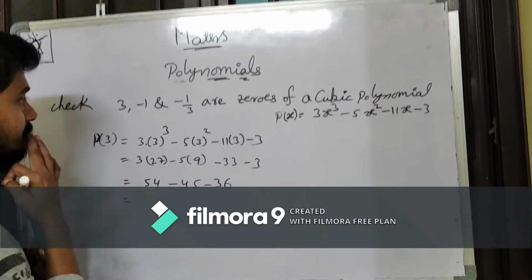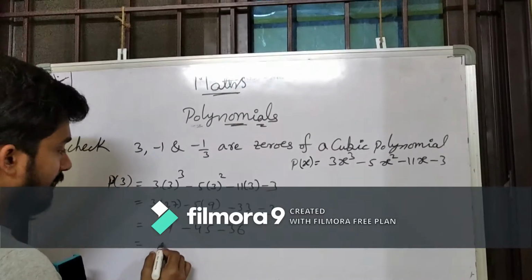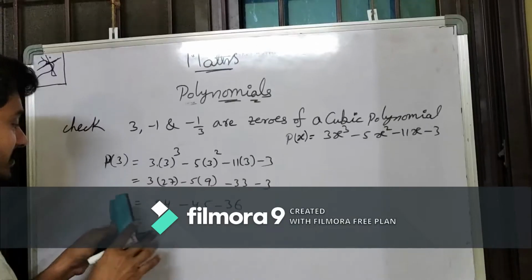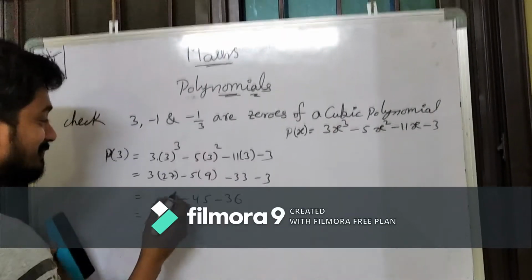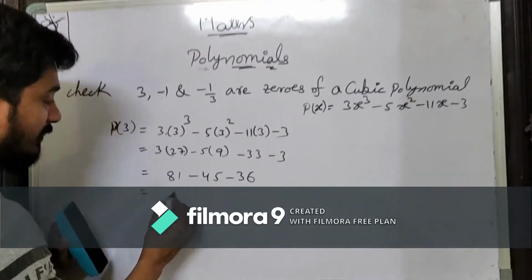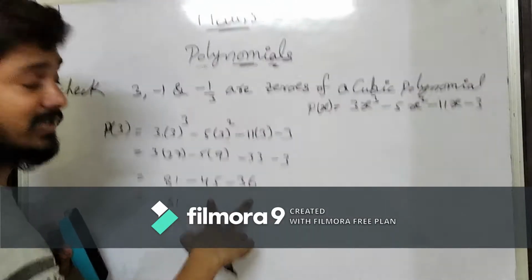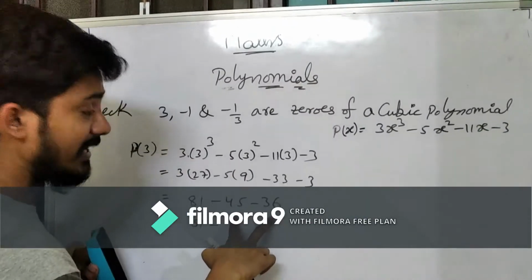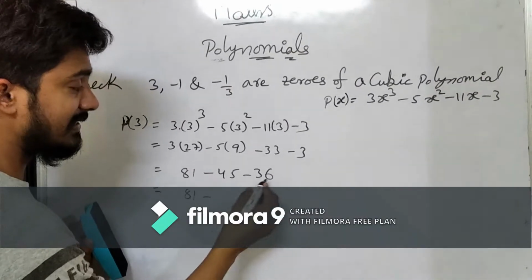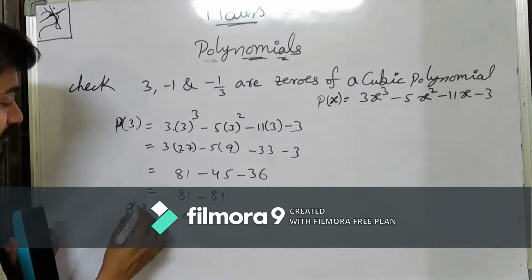Next one. 3 into 27. This one is not 54, sorry. 3 into 27 value is 81. 81 minus 45 minus 36. Again, these are negative numbers, so you have to add them. Minus 45 minus 36 means minus 81. 81 minus 81 is 0. So p of 3 equals to 0.